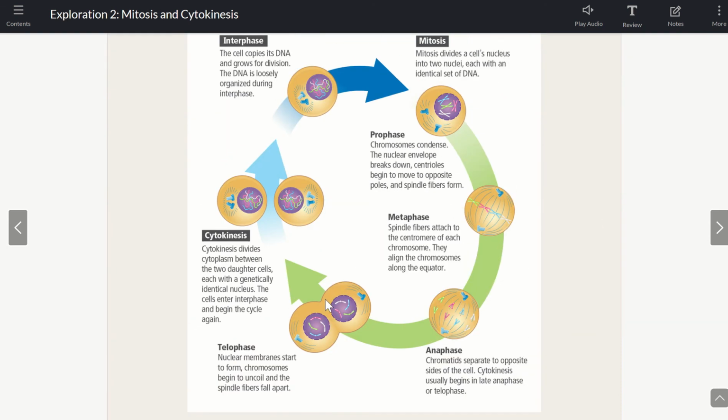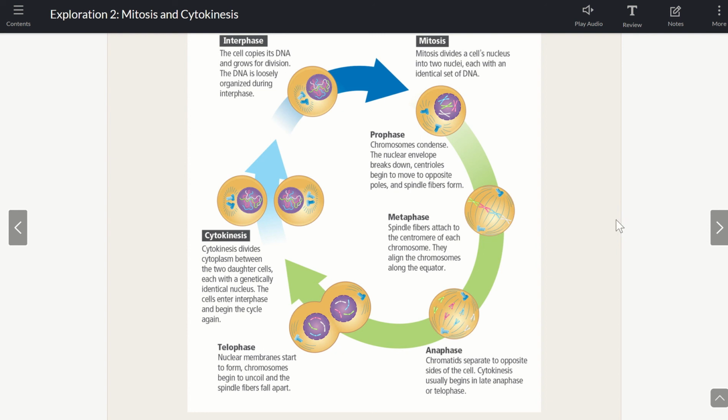And then what we're going to see ultimately is this split take place. Now, in telophase is where we start to see the nuclear envelope reform, centrioles start to go away, and then finally cytokinesis, that process splits, and we're left with two distinct daughter cells.